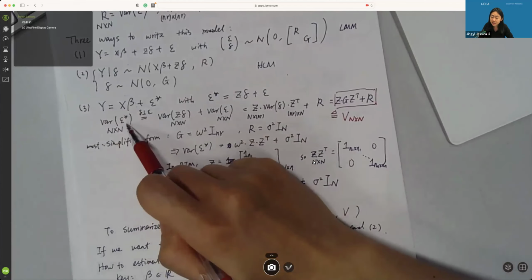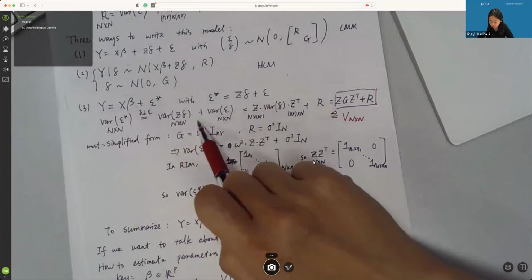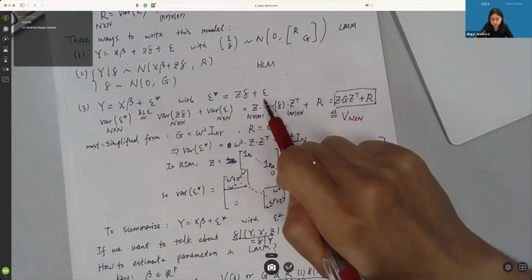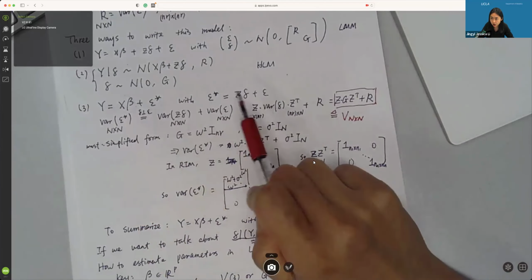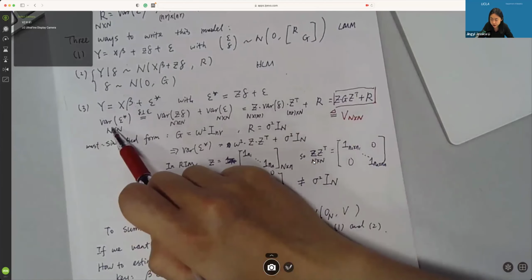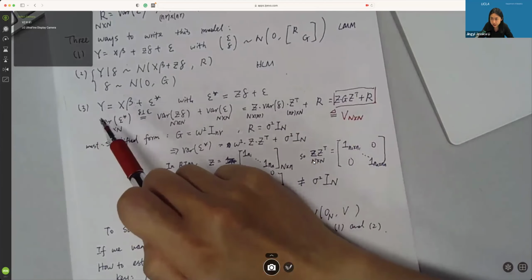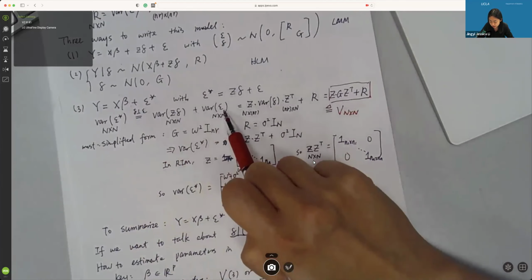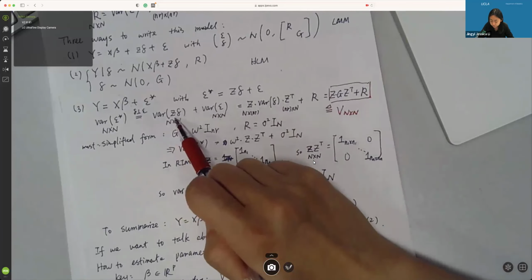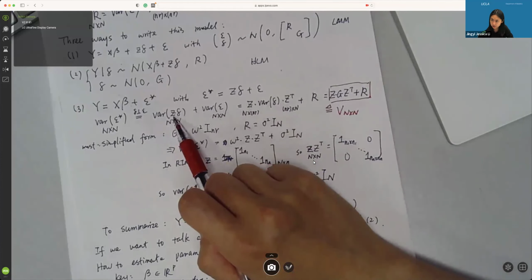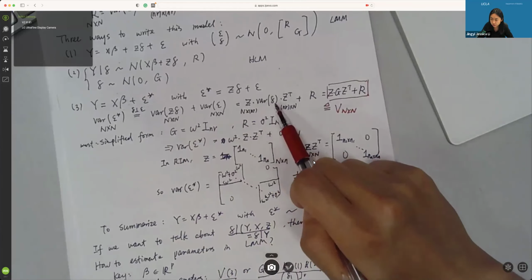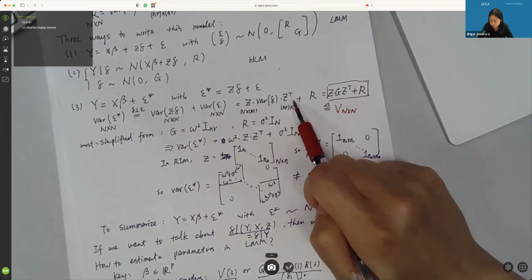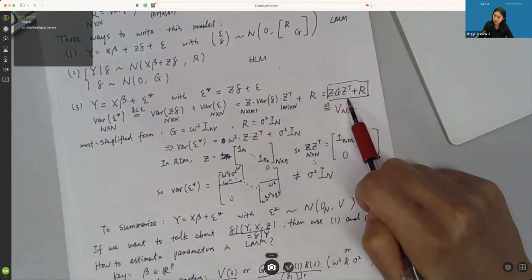Assuming delta and epsilon are independent, we can decompose the covariance matrix of epsilon star, which is N by N, based on the independence. This is what we mentioned: when the two things that add up are independent, then the covariance of their sum can be written as the sum of their covariance matrices. So we have this plus this, and then we can apply the fact that the design matrix is fixed, so we can get it out of the covariance. So we can write Z times the covariance matrix of delta times Z transpose. Finally, this is what we get.